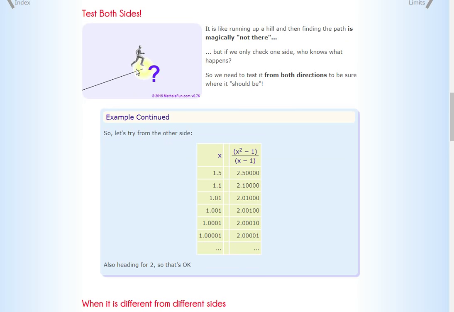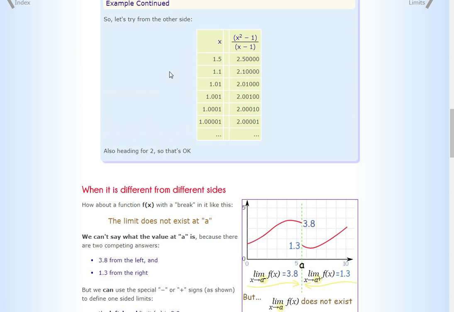Right, so you can see this guy running up the hill, and then running down the hill. Sometimes it approaches a different value from the right as it does from the left. Now, the ones we've looked at so far today have both approached the same value from both sides. With the example we just did, we looked at it from the left side, and now we're going to look at it from the right side. As we get closer and closer to 1, again, we get closer and closer to 2. So that's also heading for 2, so we know that limit is right.